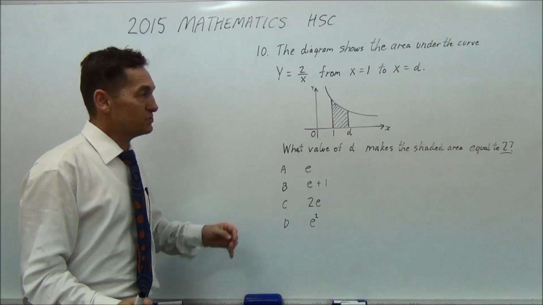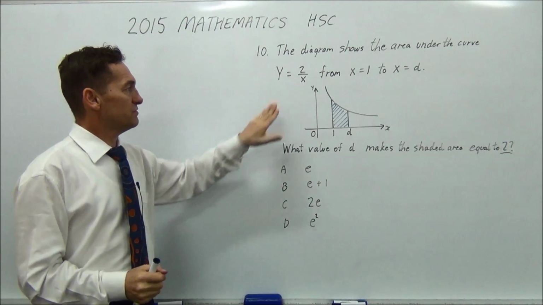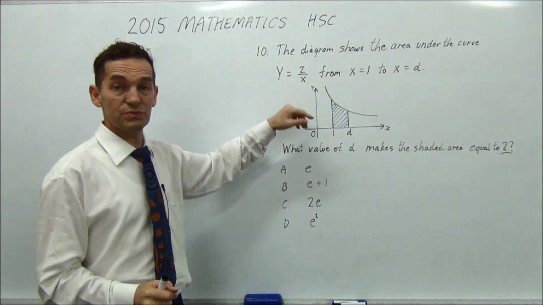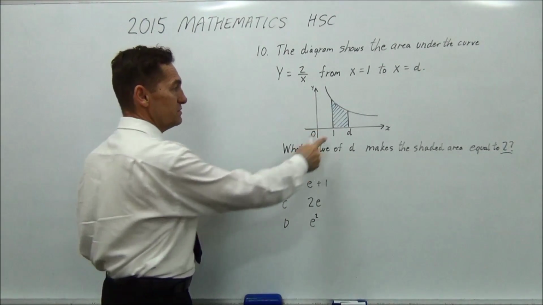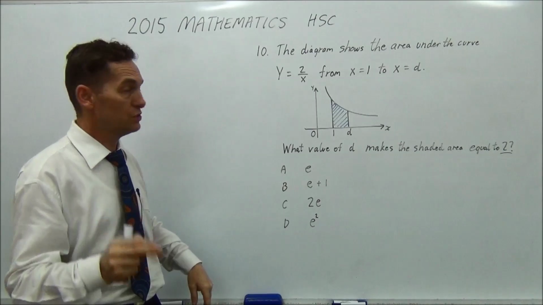G'day again, last multiple choice question. Question 10. The diagram shows the area under the curve y equals 2 on x from x equals 1 to x equals d. So here's the area under the curve. What value of d makes the shaded area equal to 2?